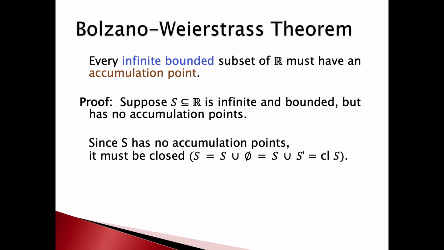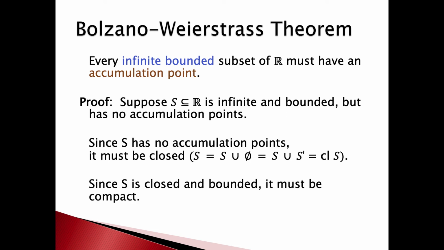Another way of saying that is it has to equal its own closure, which of course is always a closed set, because the closure of S is S union its accumulation points. And if there are no accumulation points, then S union the set of accumulation points is the same as S union the empty set, which of course is just S. So S has to be closed. That's cool. We already assumed it was bounded. So by the Heine-Borel theorem, we know that S has to be compact.